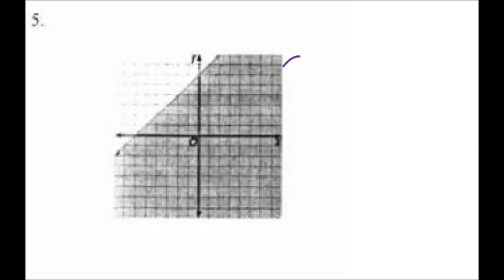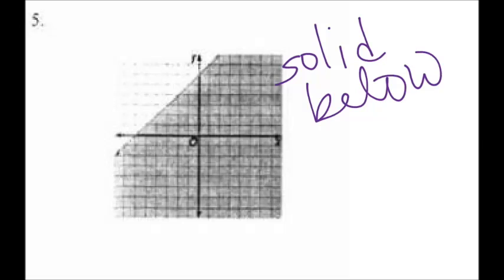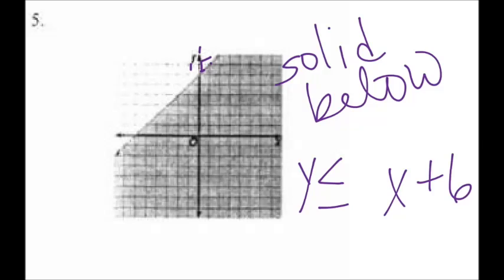I can't tell really good. It looks to me like this is probably solid, and they shaded below. So that means it is y is less than or equal to. You're going to have to find your y-intercept, which is this point up here. 6, so you got plus 6 at the end because it was up. Find 2 good points. Do your rise over your run. And so 1 over 1 is 1. Y is less than or equal to x plus 6.